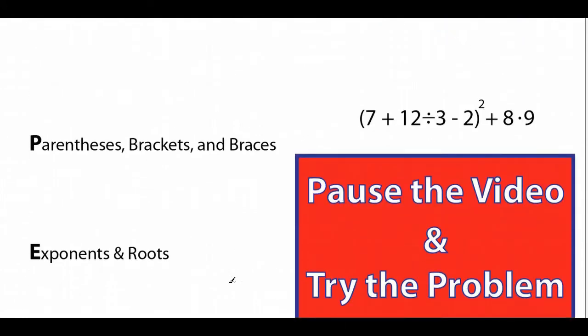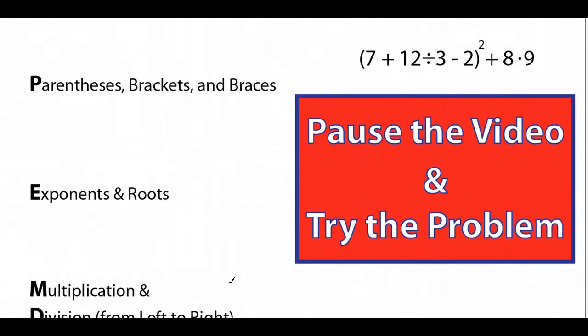Alright, so now what I want to do is I want you to try this problem here. 7 plus 12 divided by 3 minus 2. That quantity is squared plus 8 times 9. So go ahead and pause the video now and try the problem.